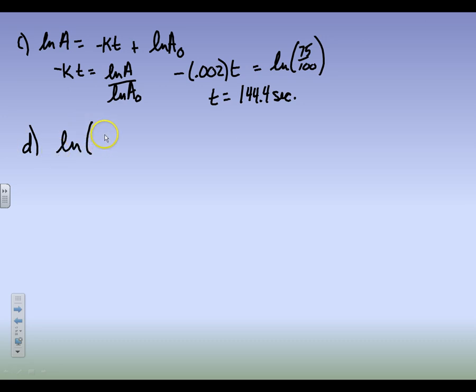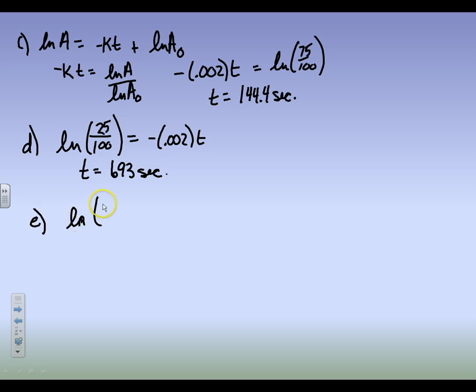Letter D. I'm going to do the exact same sort of setup. As I said before, if you've got 75% gone, that means you've got 25% remaining. So that's my concentration of A. My initial concentration is still 100. My K value is still 0.002 times T. Go ahead and solve for T, and I get 693 seconds. Letter E: 95% completion means I've got 5% left out of the original 100. Negative 0.002 T. My T is equal to 1,497 seconds.